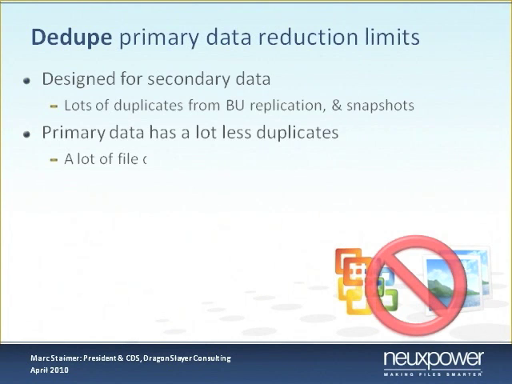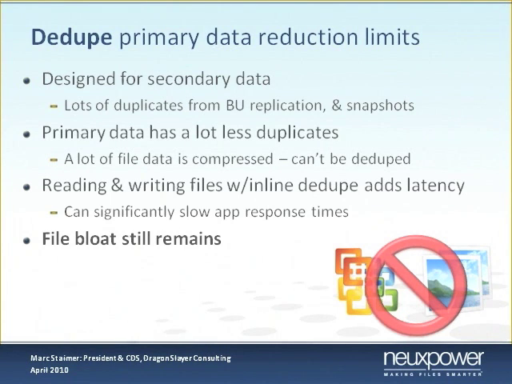So from a user perspective, dedupe for primary data has severe limitations. One, you're not going to get the reductions you expect. It's designed, as I said, for secondary data where you have lots of duplication. But in primary data, you don't have that kind of duplication. A lot of primary data, a lot of file data, is compressed, and when it's compressed, you can't dedupe it. Why? Because compression moves your blocks around. So at a file level, you can, to a point.